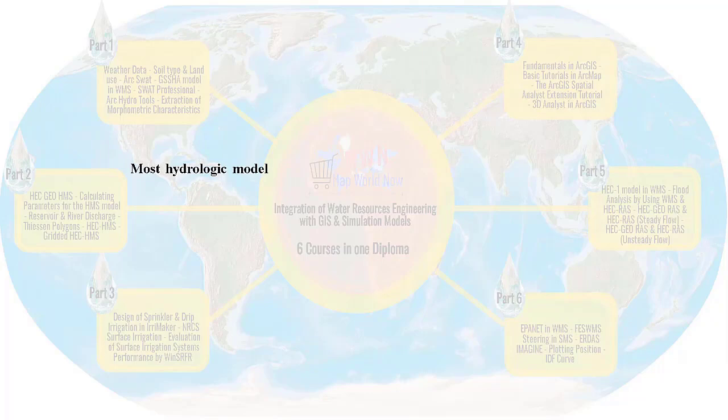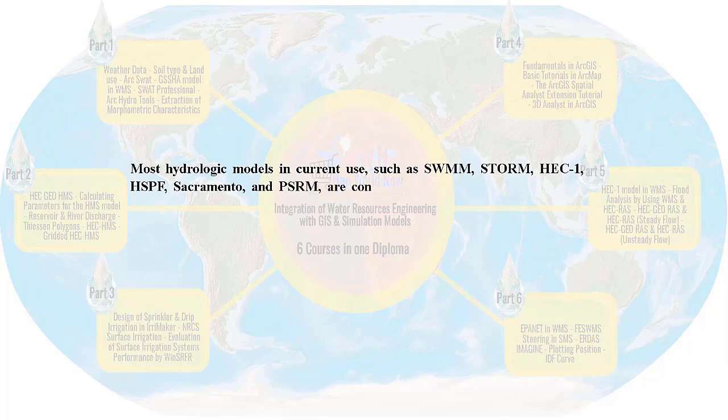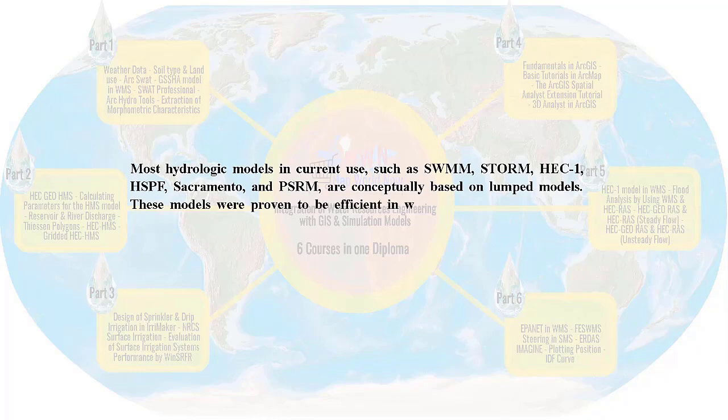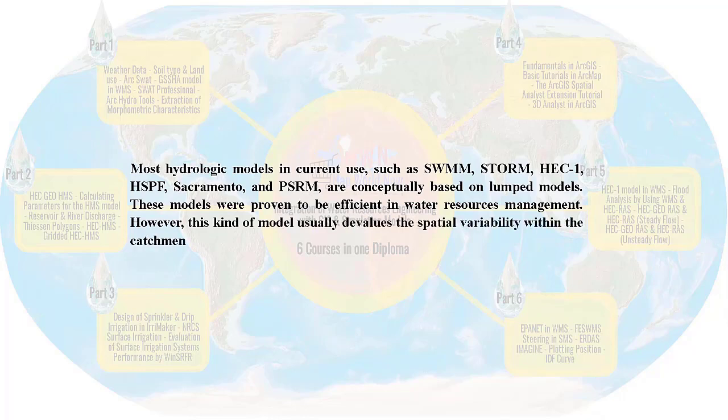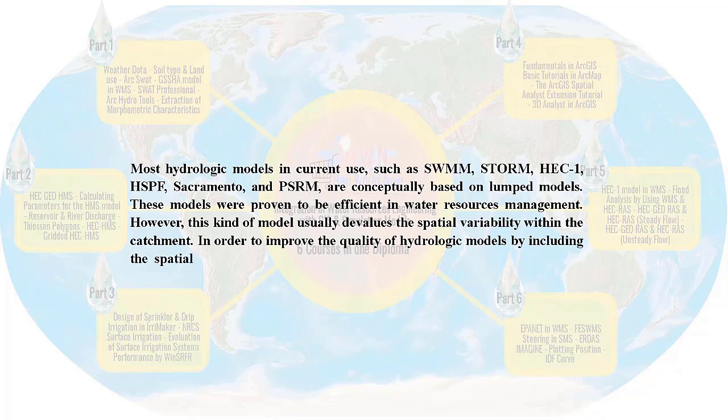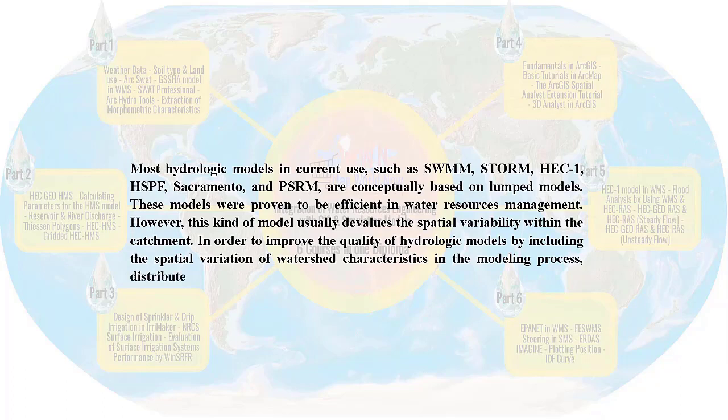Most hydrologic models in current use, such as SWMM, Storm, HEC-1, HSPF, Sacramento, and PSRM, are conceptually based on lumped models. These models were proven to be efficient in water resources management. However, this kind of model usually devalues the spatial variability within the catchment. In order to improve the quality of hydrologic models by including the spatial variation of watershed characteristics in the modeling process, distributed hydrologic models have gained much attention recently.